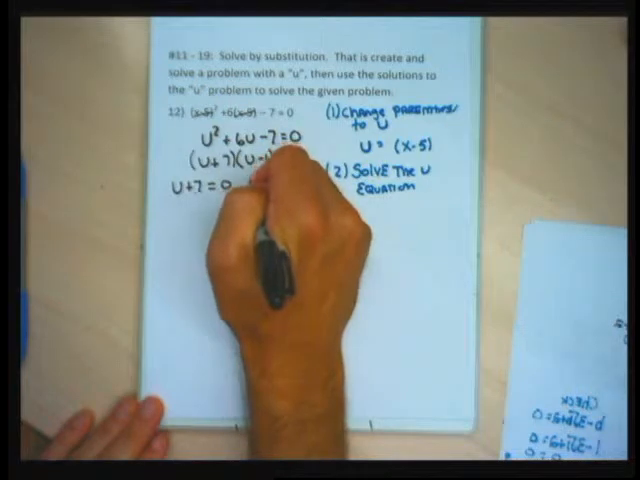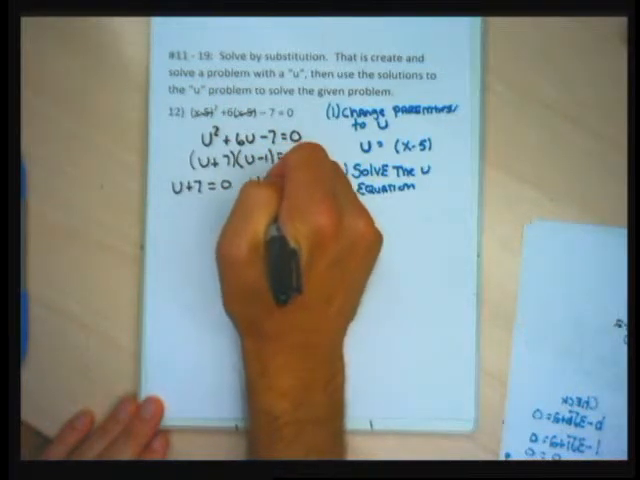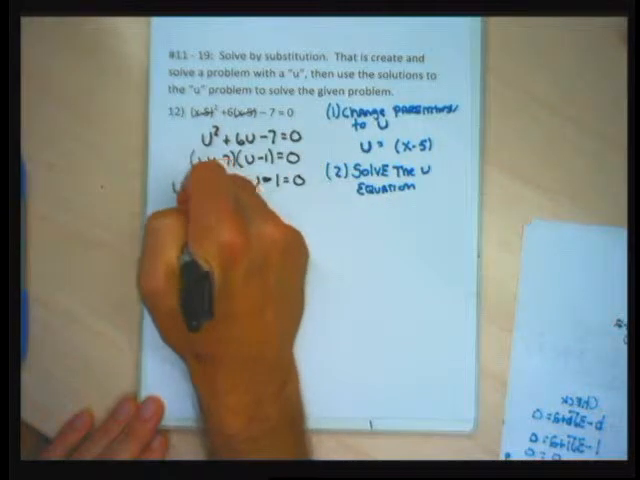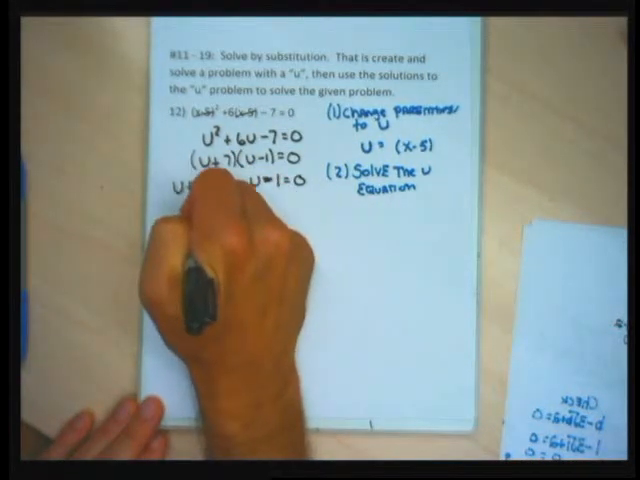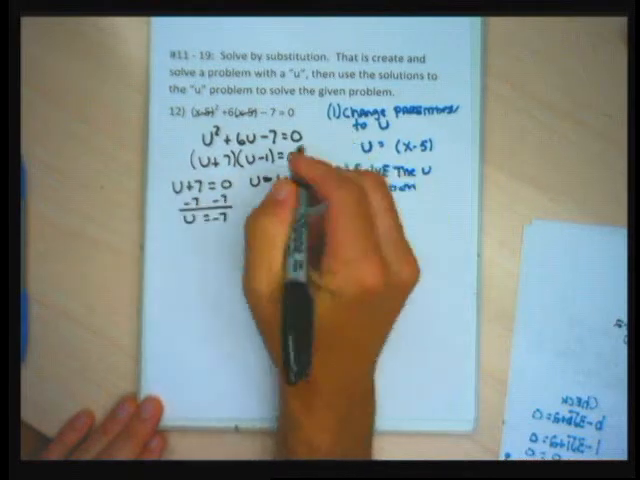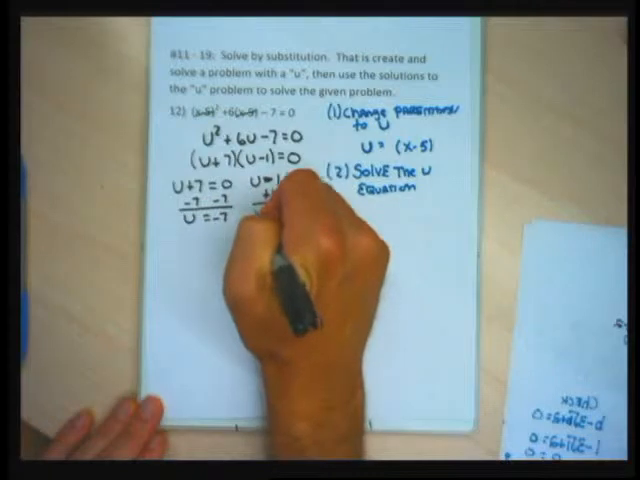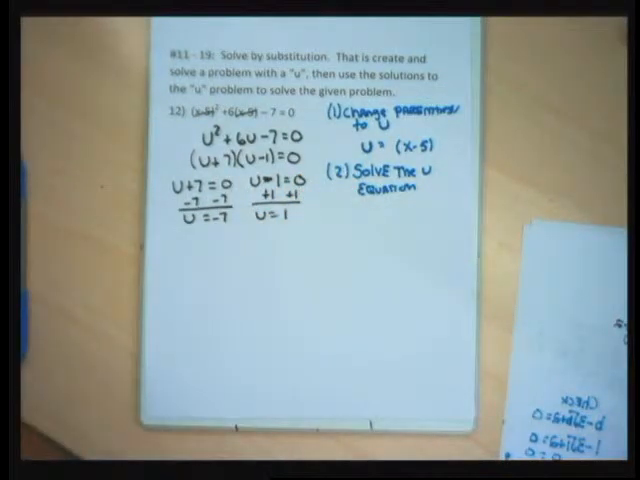So finishing up solving the u problem, I go u plus 7 equal to 0, u minus 1 equal to 0. For the u plus 7, I subtract 7 from both sides and get u equal to minus 7. For the u minus 1, I get u equal to 1. Unfortunately, those aren't answers for the original problem.